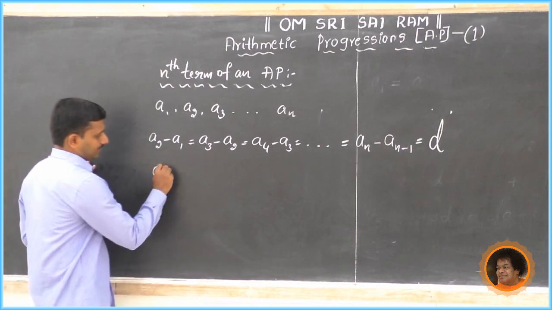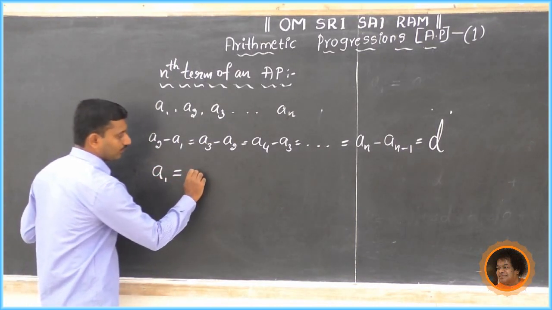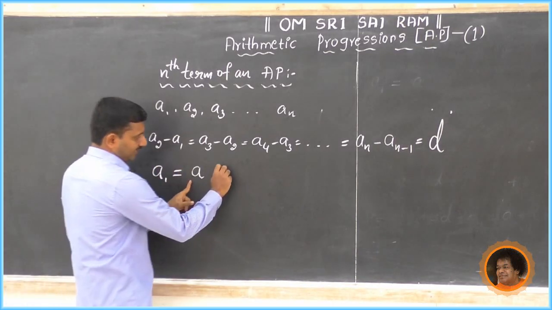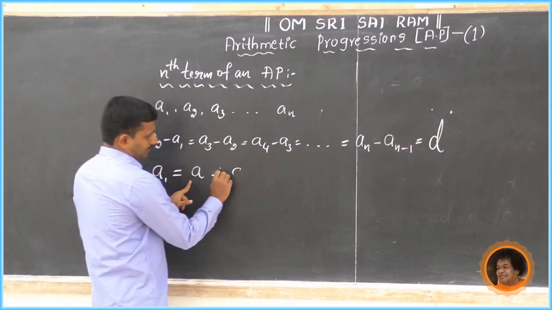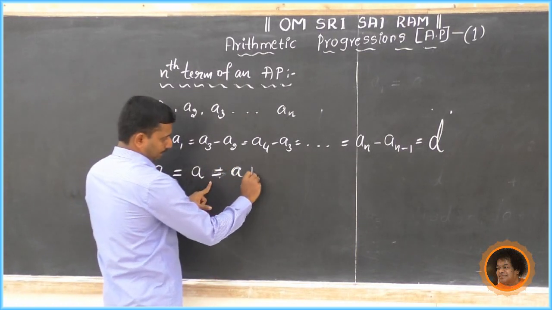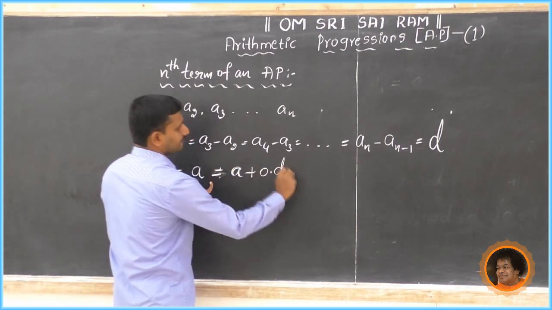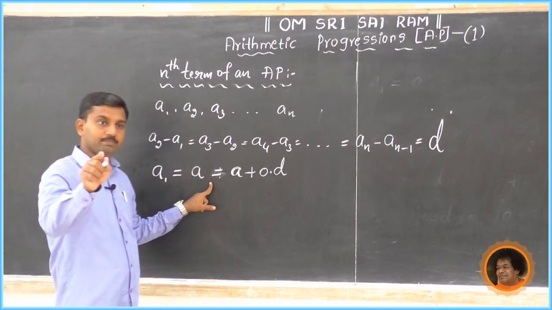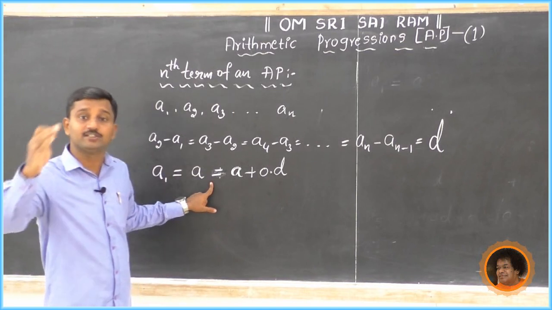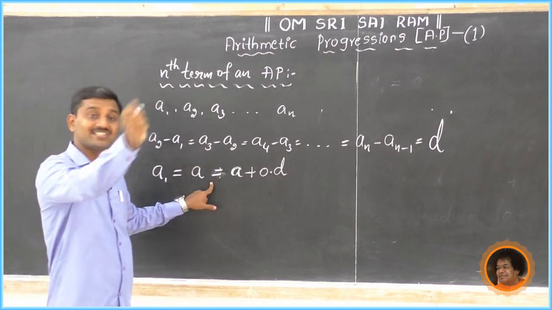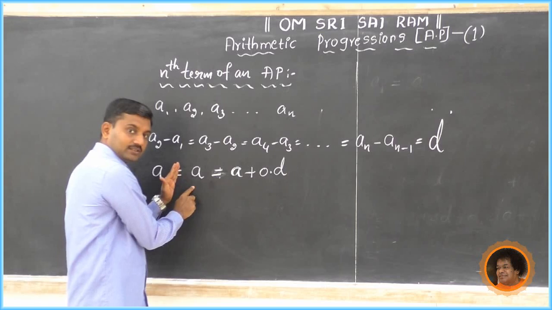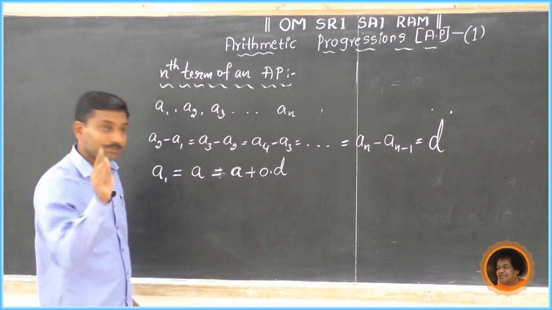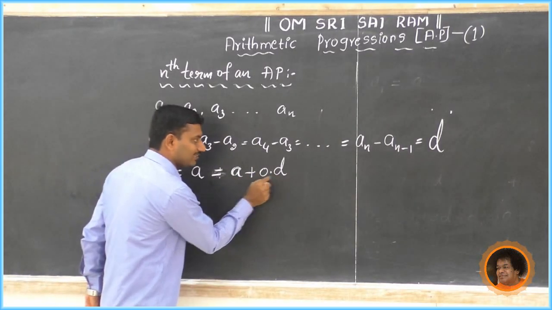Now the first term A1. A1 equal to A, or we can write it as A plus 0 into D, because in an AP each term is obtained by adding a fixed number to the preceding term except the first term. Except the first term means for the first term there is no common difference.